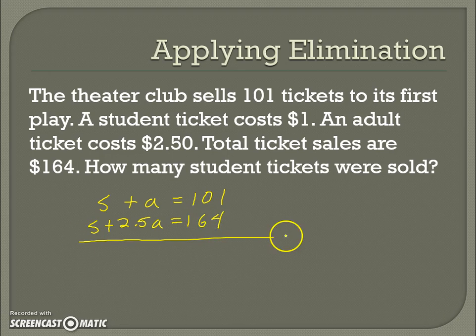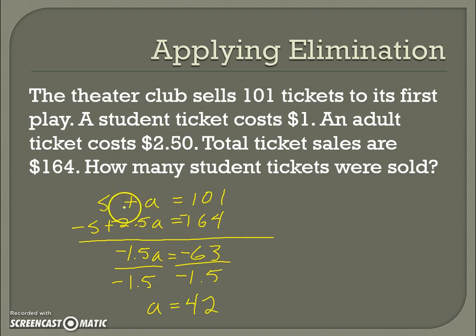We could use elimination here to solve this. Notice if I go straight down, if I subtract, I eliminate the S's. So here I'd have negative 1.5a, and here I would have negative 63. I could divide by 1.5, and I get 42. So the adult tickets sold were 42.